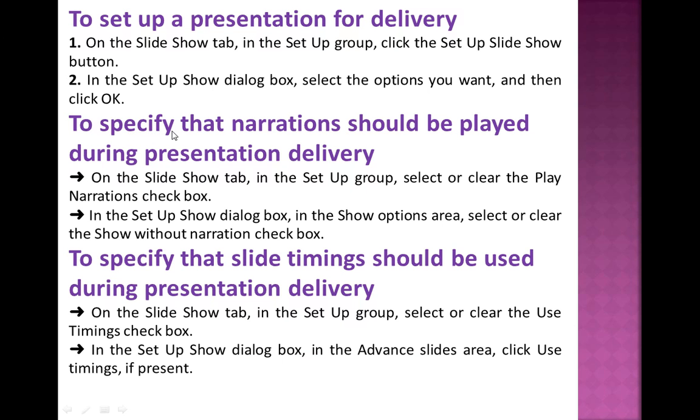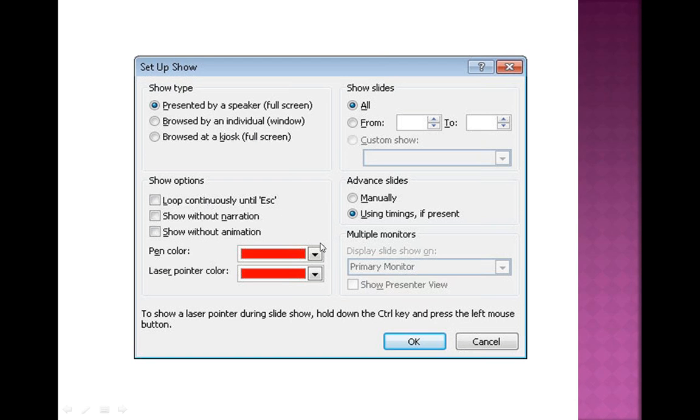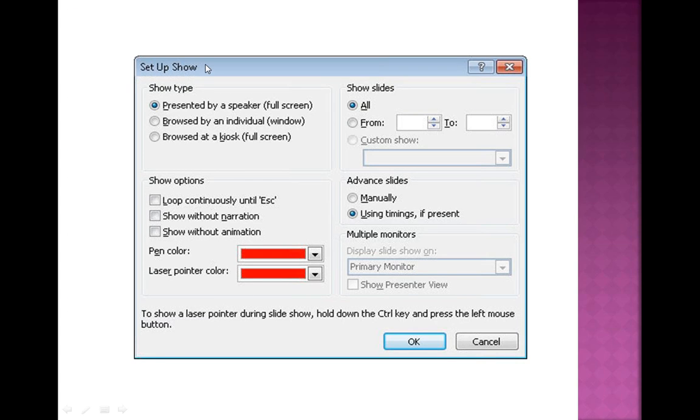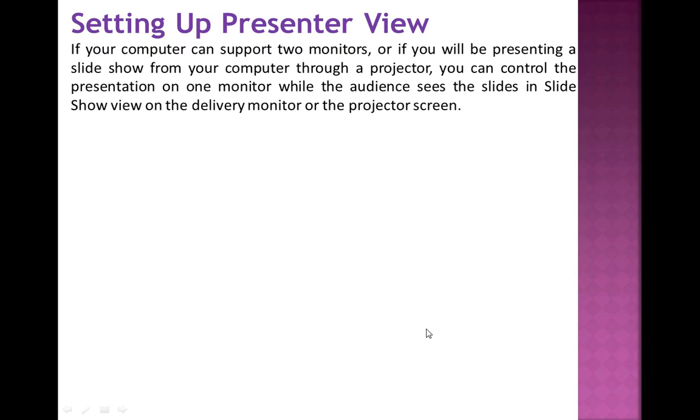Then next is how to specify that narration should be played during presentation delivery. In the same way, go to the setup group and click or clear the play narration checkbox. This is the show presenter manually. Then how to specify that slide timing should be used during presentation. In the same way, go to the show setup group. You can use show slides, all, from, loop continuously, manually, using the timing, and press the OK button.